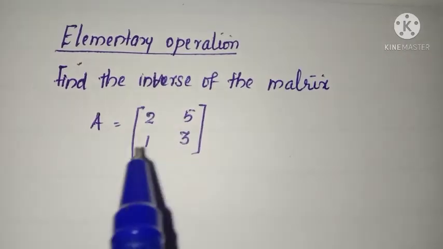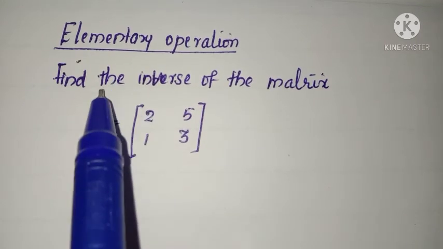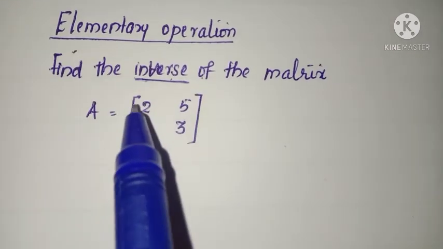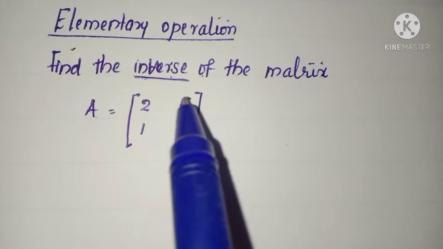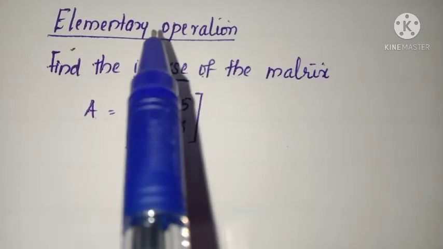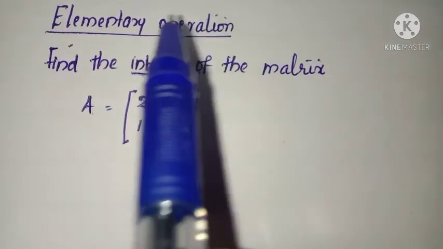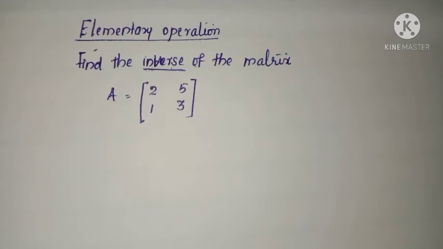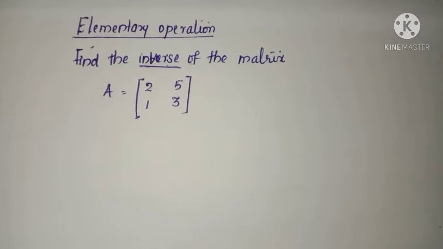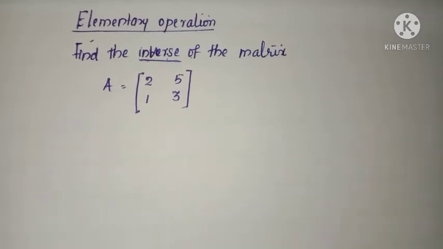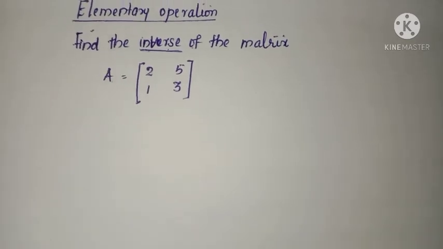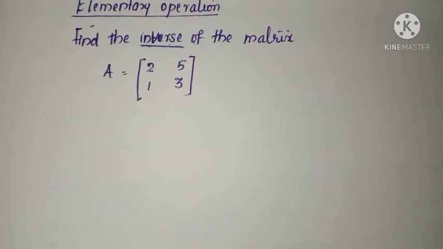Let's see this example. Find the inverse of the matrix. Listen, we need to find the inverse of the matrix A equal to the matrix 2, 5, 1, 3 by elementary operations. I already mentioned that elementary operations means there are 6 transformations, 3 of which are due to rows and 3 due to columns. Here I am going to make row operations only.